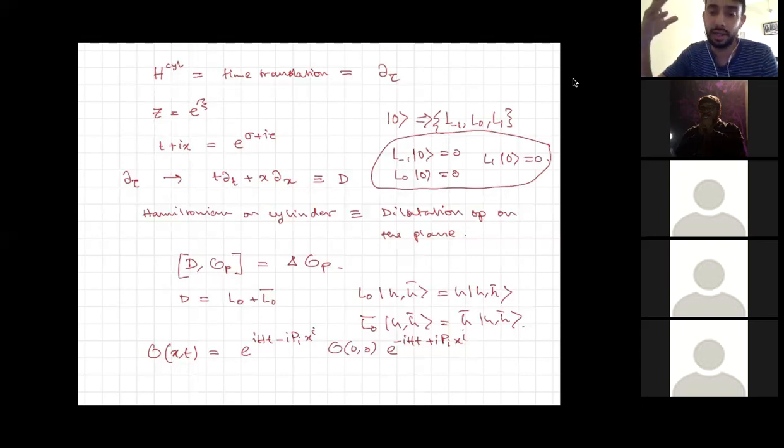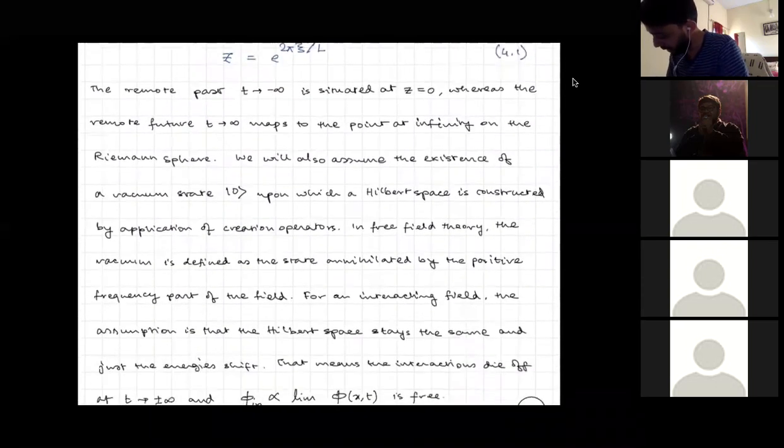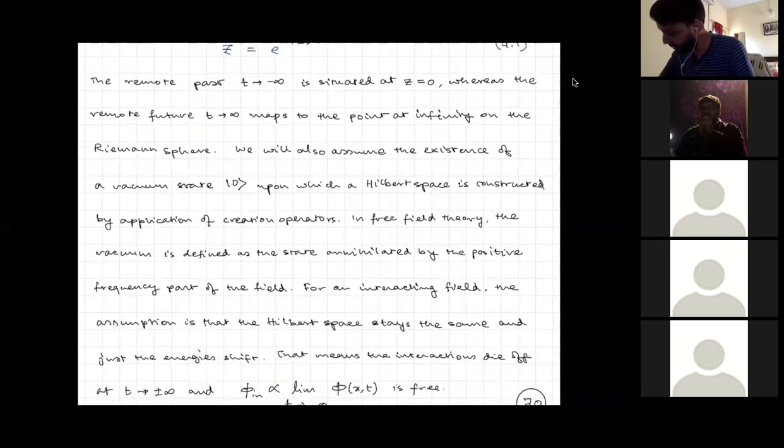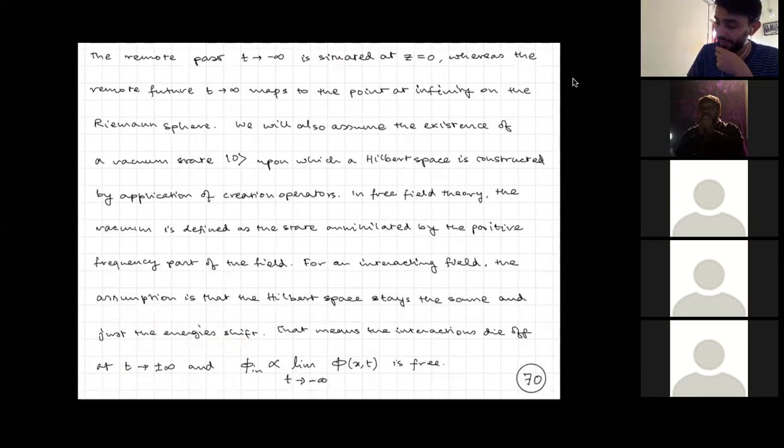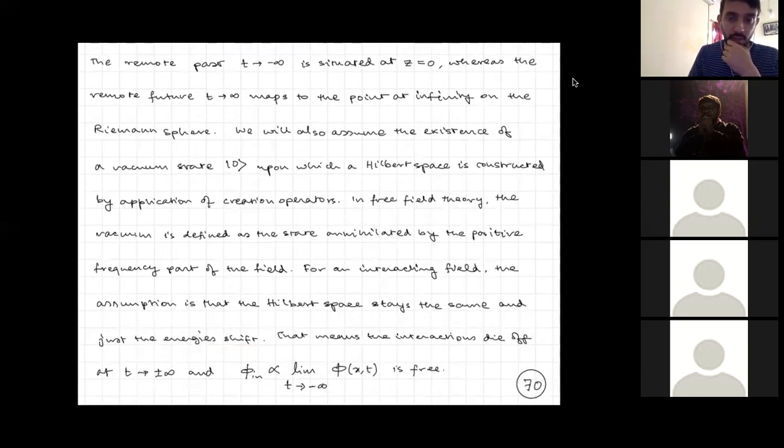But let's hold on a little bit more. It's not quite the same, and we are not going to distinguish whether a CFT is free or not in the same way as I wrote on this last slide. What we will do is assume that the Hilbert space stays the same, and just the energies will shift. Okay, let's see this. Let's go ahead a little bit more and see what we want to say by this.